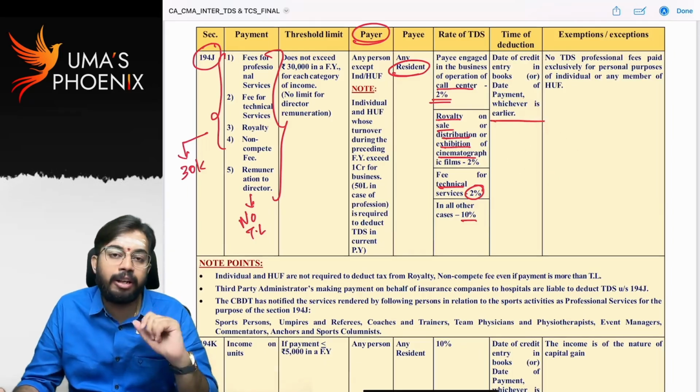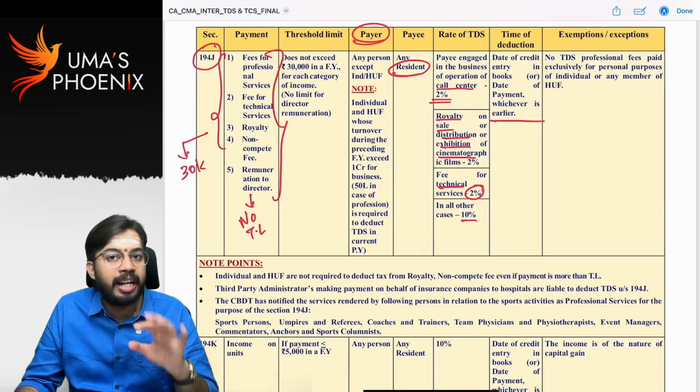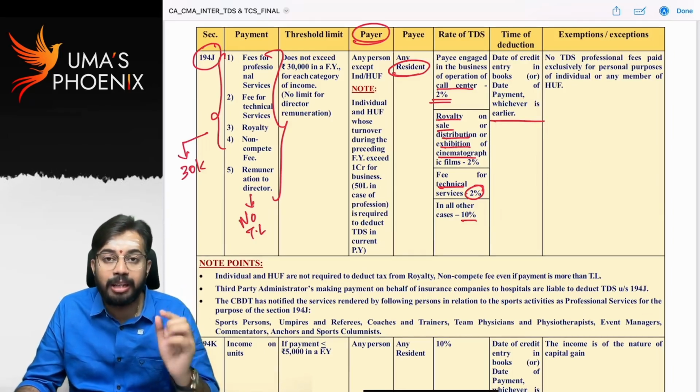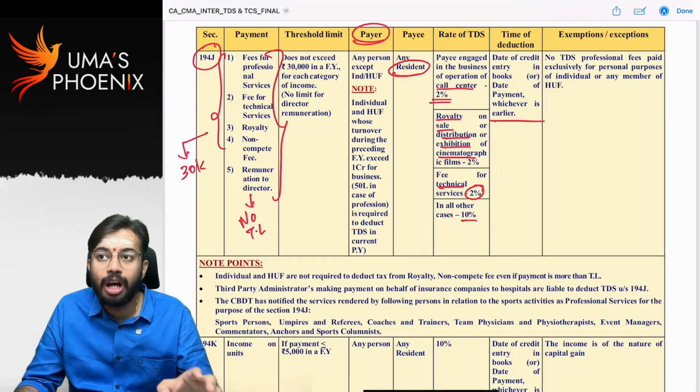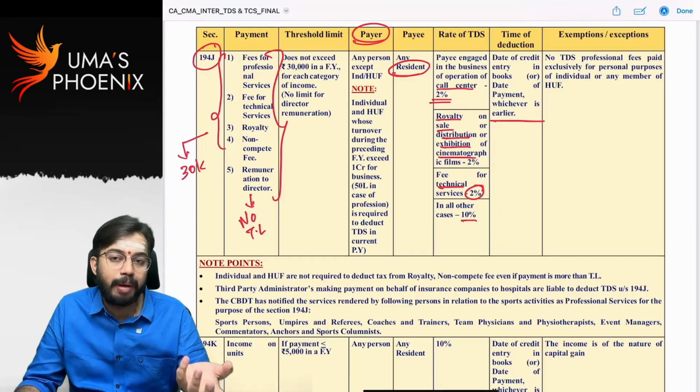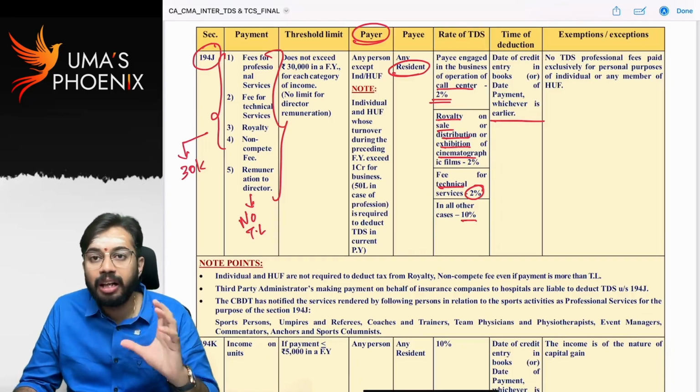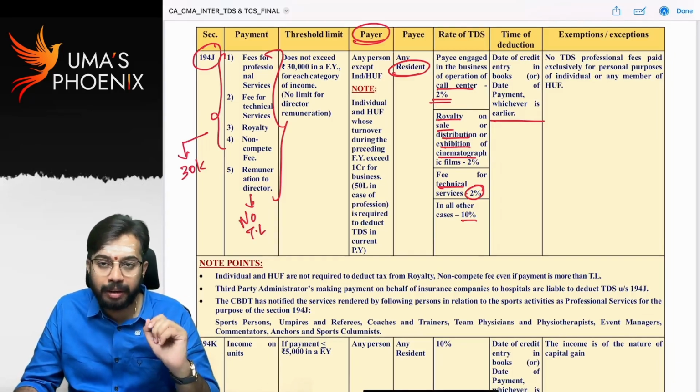When is TDS required to be deducted? On the date on which the credit entry is passed in the books of accounts, that means the date on which that expenditure is recognized in the books of accounts on accrual basis, or the date of payment, whichever is earlier. Then on that date TDS is required to be deducted.